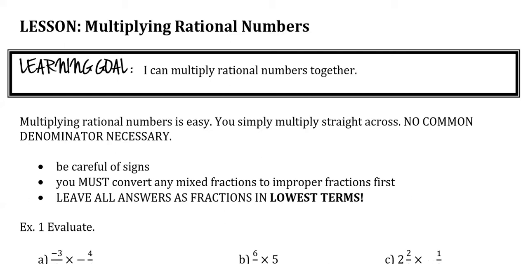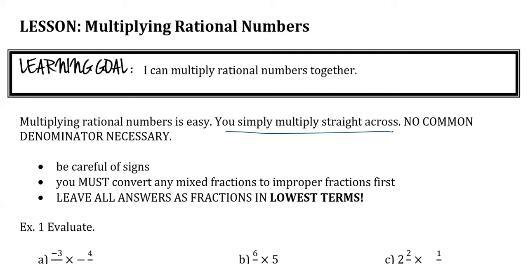All you do is multiply straight across. Do not get a common denominator. Next week, we'll talk about adding and subtracting fractions. That's when you need a common denominator. Unfortunately, some of you will then go and start getting common denominators when you're multiplying. But try to remember, we multiplied first, we never got a common denominator.